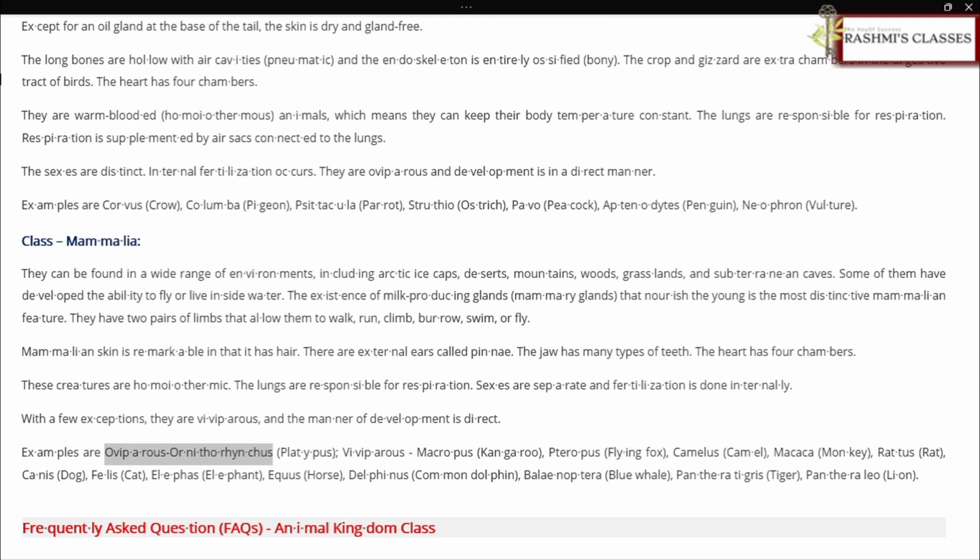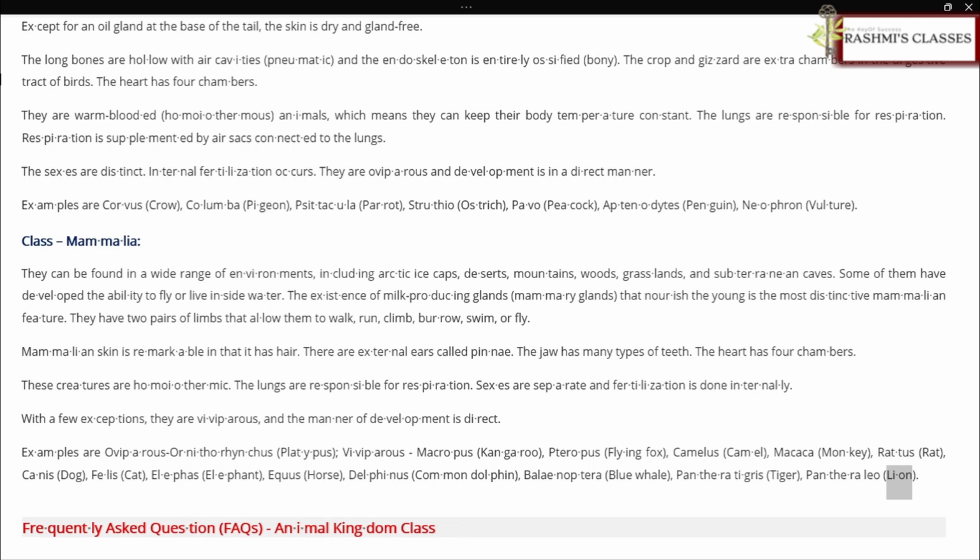Examples are oviparous Ornithorhynchus, platypus; viviparous Macropus, kangaroo; Pteropus, flying fox; Camelus, camel; Macaca, monkey; Rattus, rat; Canis, dog; Felis, cat; Elephas, elephant; Equus, horse; Delphinus, common dolphin; Balaenoptera, blue whale; Panthera tigris, tiger; Panthera leo, lion.